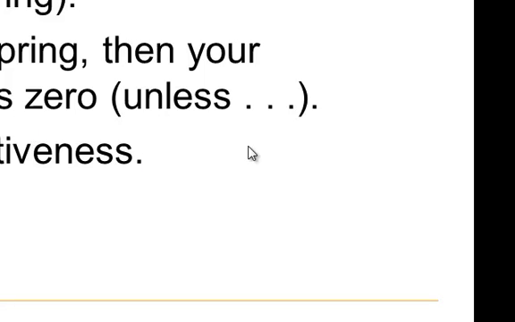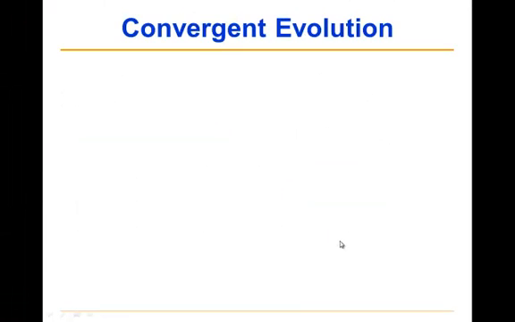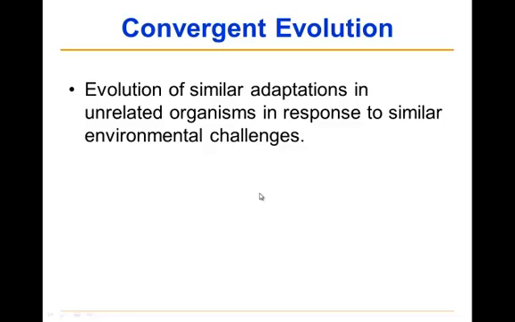Let's look at one more concept, and then we'll end this module. And that concept is convergent evolution. Convergent, of course, the word means coming together. Convergent evolution is defined as evolution of similar adaptations in unrelated organisms in response to similar environmental challenges.